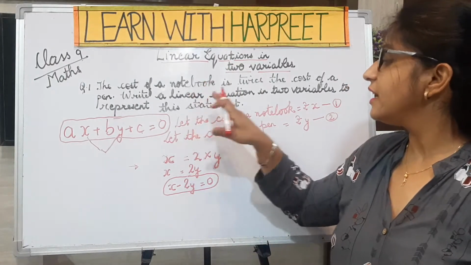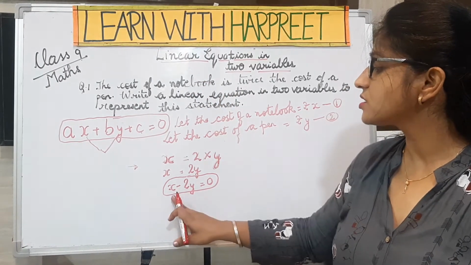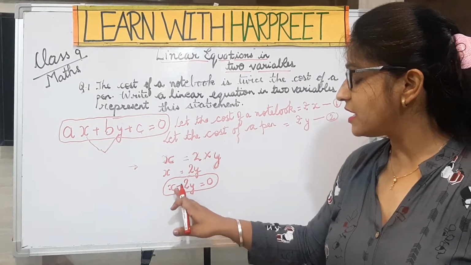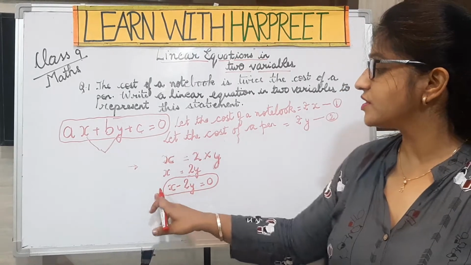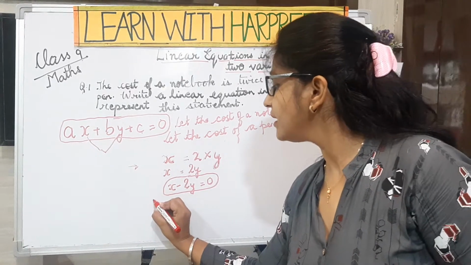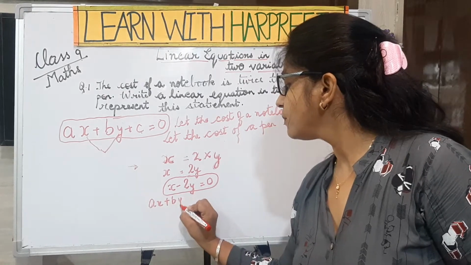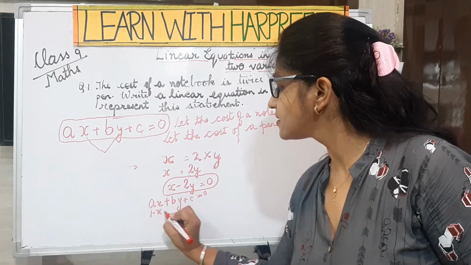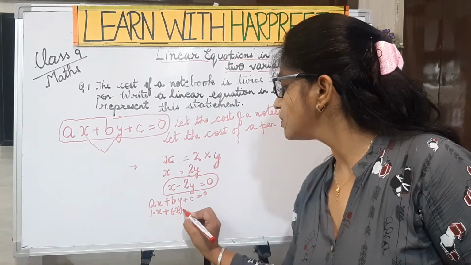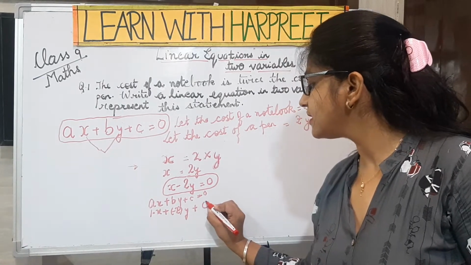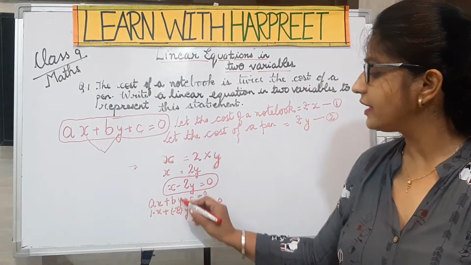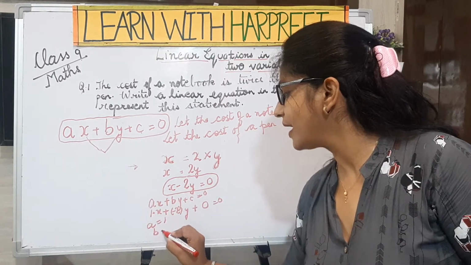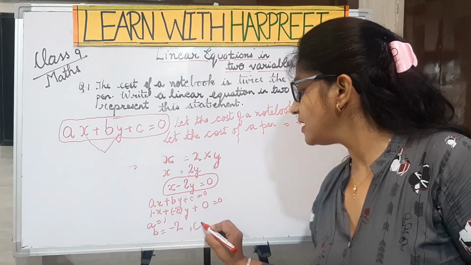This situation means by this equation we can say that the cost of a notebook is twice the cost of a pen. And now one thing more, how can you say that it is a linear equation in two variables? You simply compare it with ax plus by plus c is equal to 0. Here you can write 1x plus minus 2y plus c. There is nothing in c, so it is 0. So it gives the values of constants as a is equal to 1, b is equal to minus 2 and c is equal to 0.